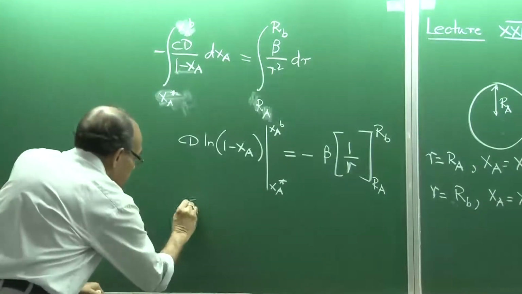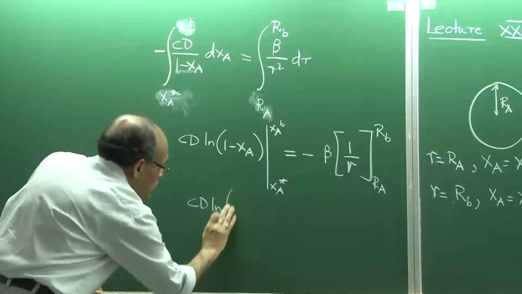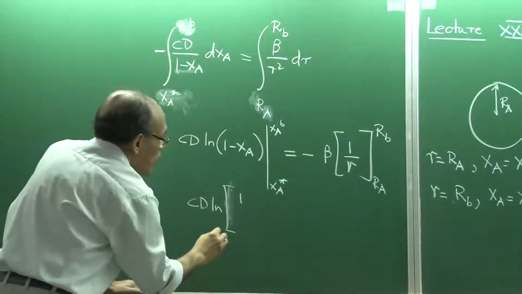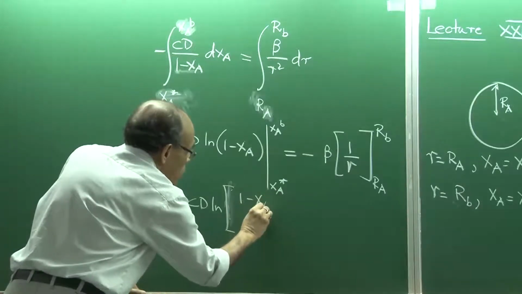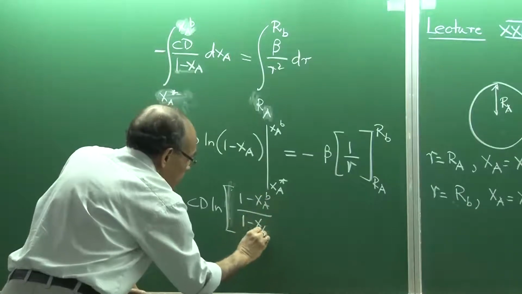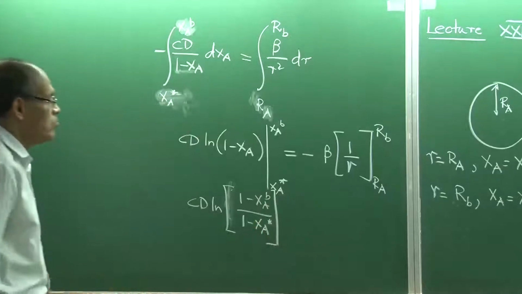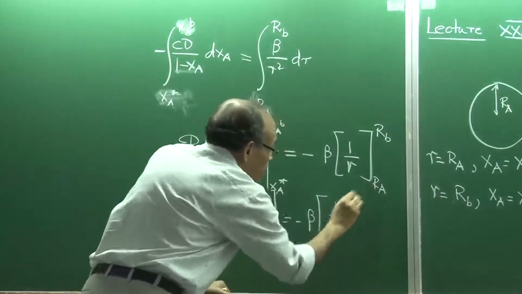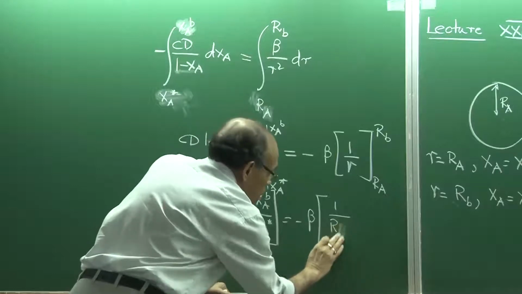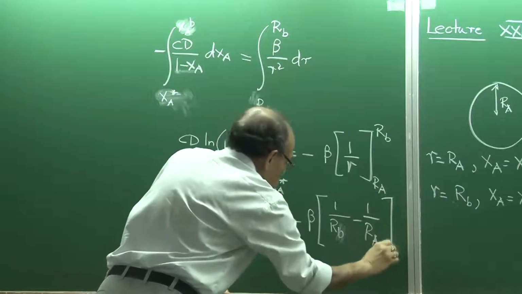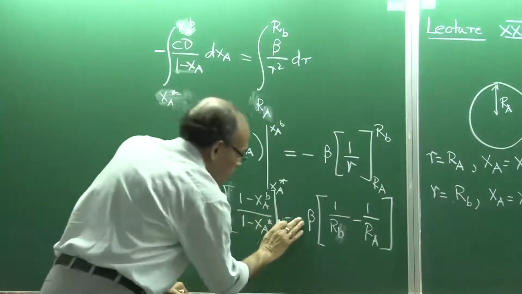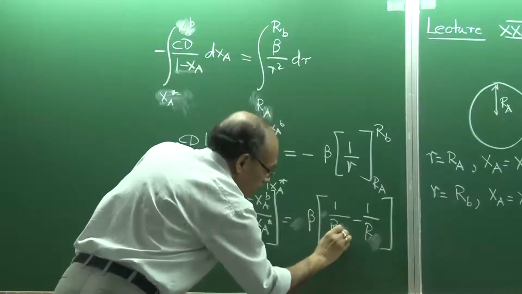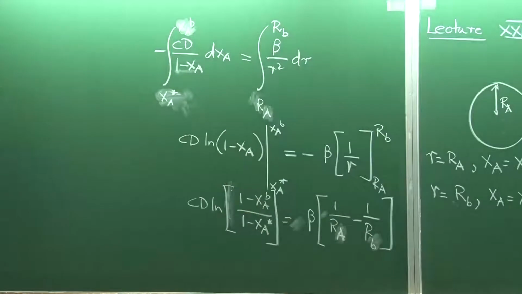So we can say that it is CD ln(1 minus x_AB by 1 minus x_A star), and this is minus beta into 1 by R_A minus 1 by R_B, or to give it an elegant look, we take this minus off and we can make it minus this, or we can make this A and this we can make B. So I got the minus sign inside.